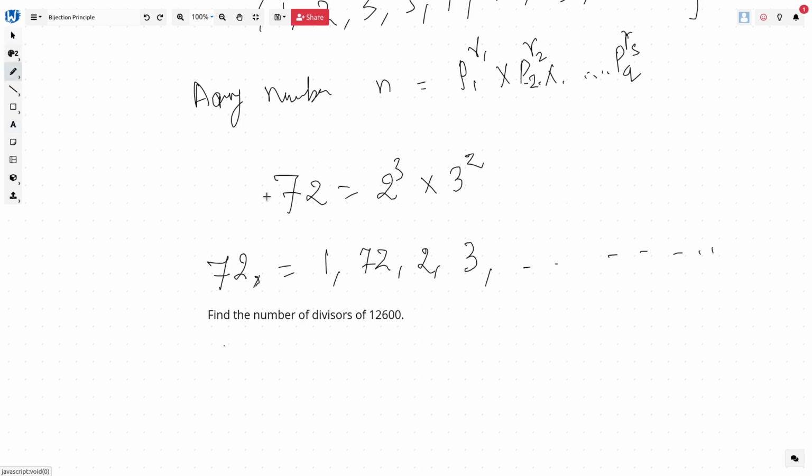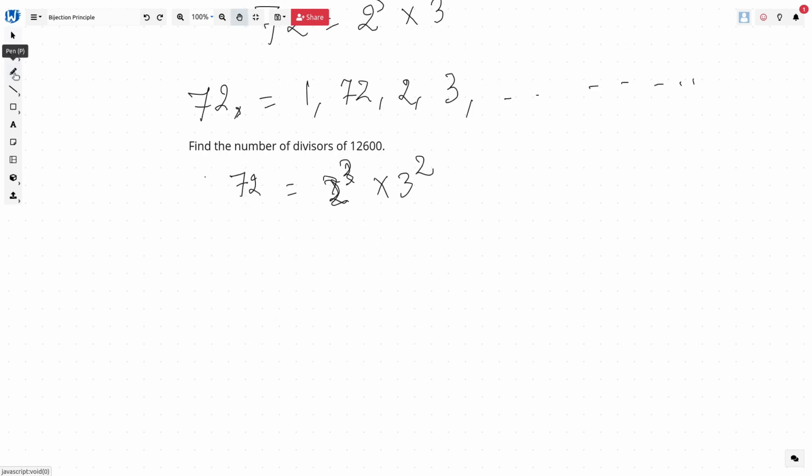So let's try to see how we can find all the factors of 72, right? So we write 72 as 2 to the power 3 into 3 to the power 2, right? Okay, now let's see how we can do that. We'll try to write all those factors which are different. So the first one will be 2 to the power 0 into 3 to the power 0, right? The second will be 2 to the power 1 into 3 to the power 0. The third one will be 2 to the power 2 into 3 to the power 0.